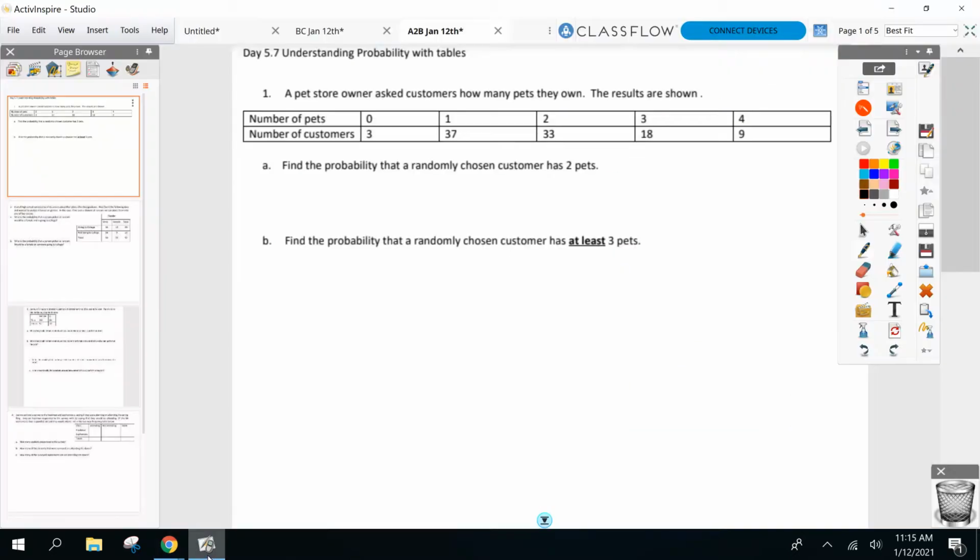Will, here we go. How many customers have 2 pets? 33. And this is probability, so I need 33 out of. Will, you're going to quickly, if you can for me, add up the total number of customers. Out of 100. There you go. 33 out of 100. Basic way to use this table. There's 33 customers out of a total of 100 that have 2 pets.